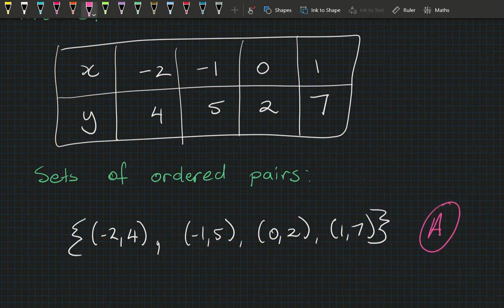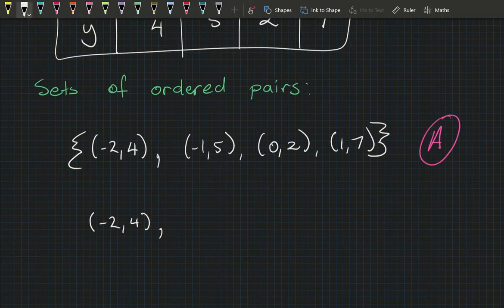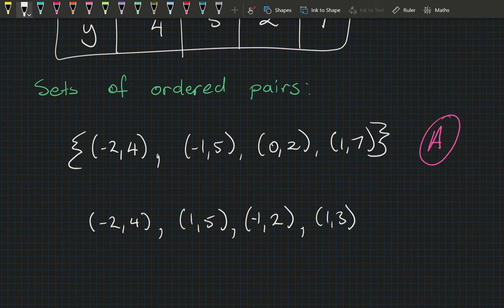Of course, a set could have any collection of ordered pairs. They don't have to follow a discernible pattern. So -2, 4, -1, 5, -1, 2, and 1, 3 are a group of points, which together can form a legitimate set of ordered pairs, which I'll call B.